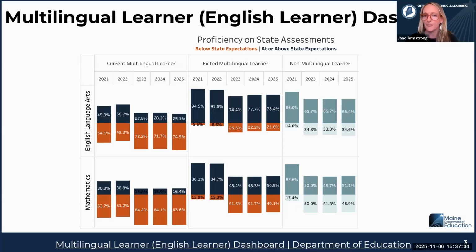So we invite you to go and use this data dashboard to look at statewide, but you also can look at your own local data through the data dashboard, as well as the QuickSight data dashboard that the Department of Education's data team provides. So these are available, and we wanted you to be aware of those.